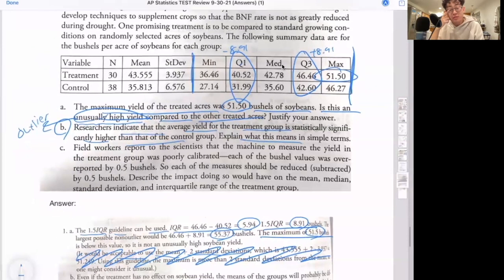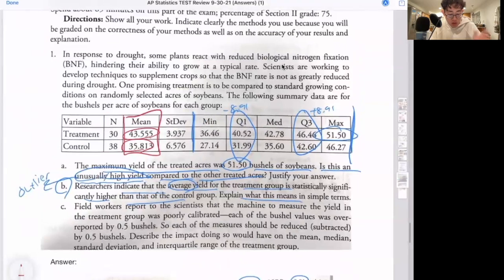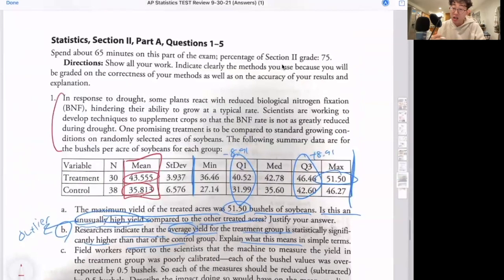All right, so this one might be a little tricky because I really haven't gone over this type of question with you. Researchers indicate that the average yield for the treatment group is statistically significantly higher. We're talking about the average here, so my eyes immediately go to the mean. Explain what this means in simple terms. The treatment group has a mean of 43.5 and the control group has a mean of 35.813. Maybe you want to read the context a little bit more.